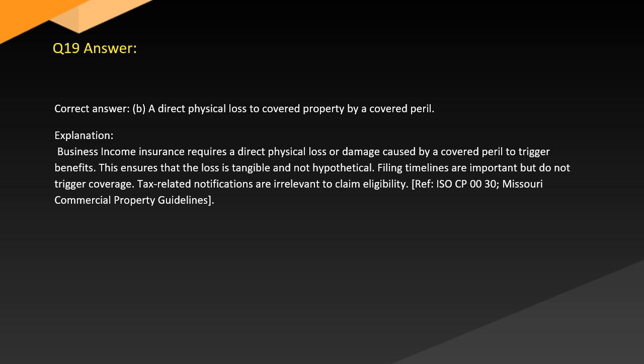Answer. Correct answer: B. A direct physical loss to covered property by a covered peril. Explanation: business income insurance requires a direct physical loss or damage caused by a covered peril to trigger benefits. This ensures that the loss is tangible and not hypothetical. Filing timelines are important but do not trigger coverage. Tax-related notifications are irrelevant to claim eligibility. Ref. ISO CP 030, Missouri Commercial Property Guidelines.